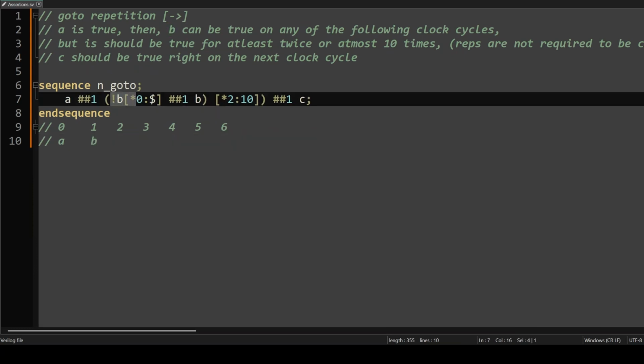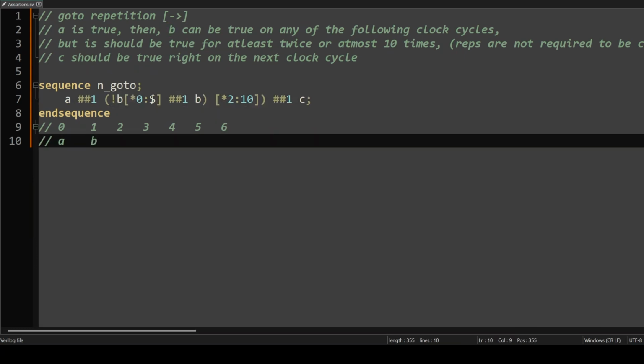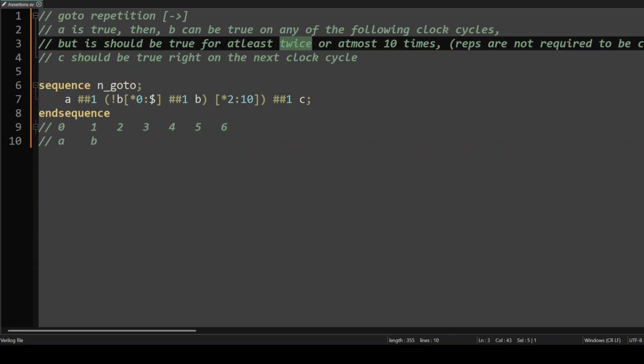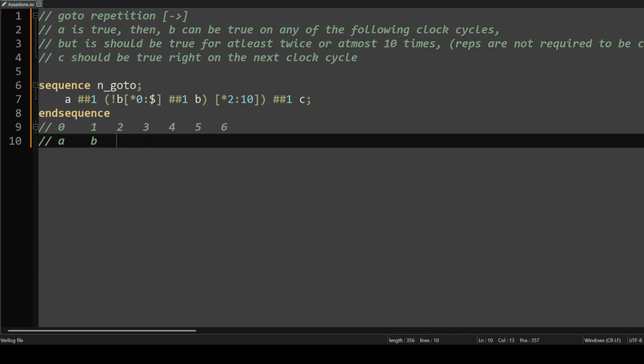So B is not true for 0 times and B is true. So this satisfies this condition, and this tells us how many times this pattern could be repeated. So let's say B is true. So one repetition is rejected, and as per our requirement, it should be true for at least twice and at most 10 times.